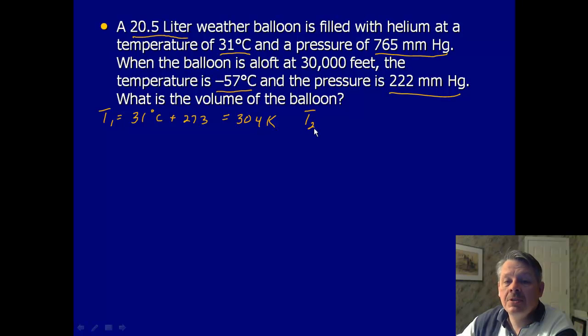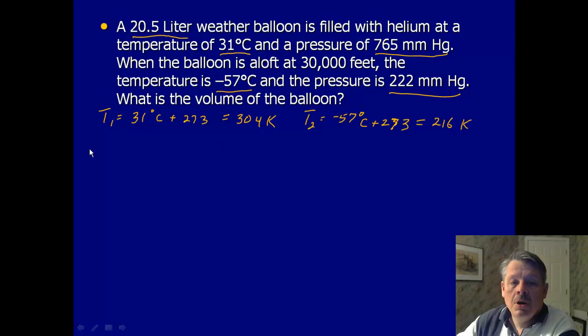Now I want my second temperature. My second temperature is negative 57 degrees Celsius, and I have to add 273 to that, so I'm still going to come up with a positive number. When I do that, I come up with 216 Kelvin. So we should be able to just plug and chug here. We have P1 V1 over T1 is equal to P2 V2 over T2.